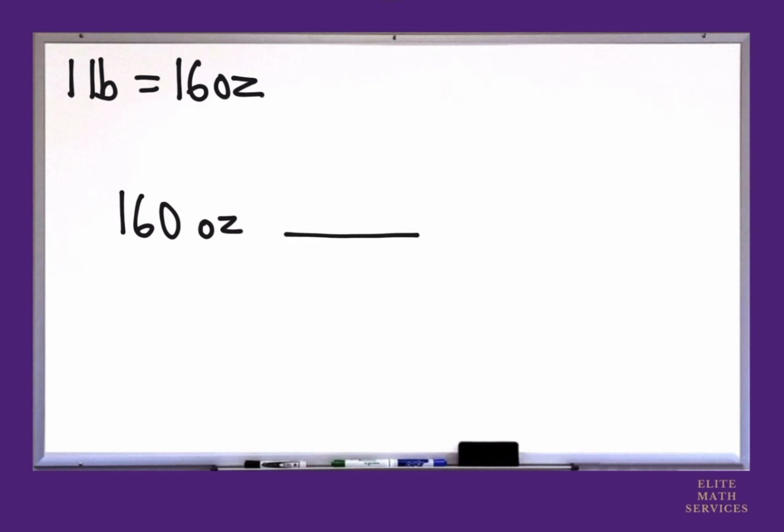Now, the problem that we're going to do is we're going to convert a smaller unit into a bigger unit, which means we're going to divide. So the first thing we want to do is, since we're converting ounces into pounds, we need to put our conversion, which is 1 pound is equal to 16 ounces. So now the problem is, how many pounds is 160 ounces?